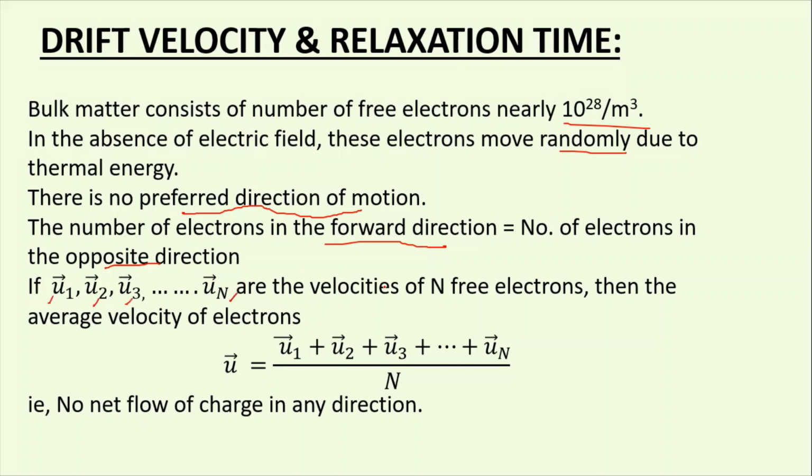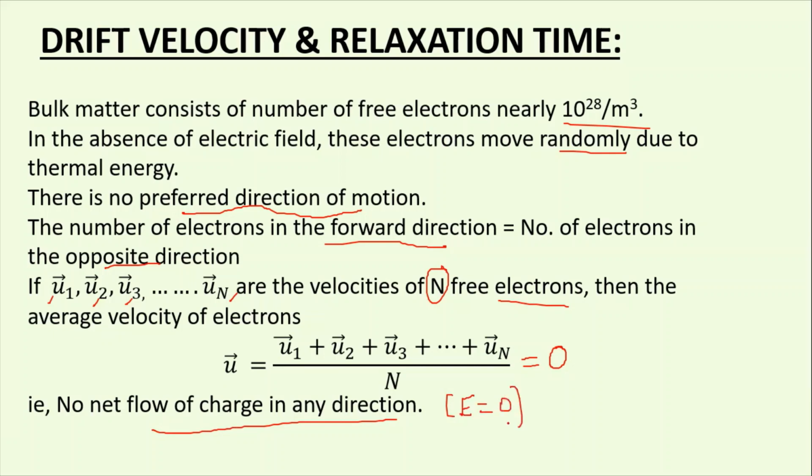So suppose we take U1, U2, U3, etc. up to UN as the velocities of n free electrons. So the number of free electrons we are taking as n. The average velocity of the electrons will be calculated as U is equal to U1 plus U2 plus etc. up to UN divided by the number of electrons, that is n. What will be the value of this equal to? This should be equal to 0. If a few electrons are moving forward, an equal number of electrons are moving in the opposite direction. So the net velocity is 0. So there is no net flow of charge in any direction. This is when E is equal to 0.